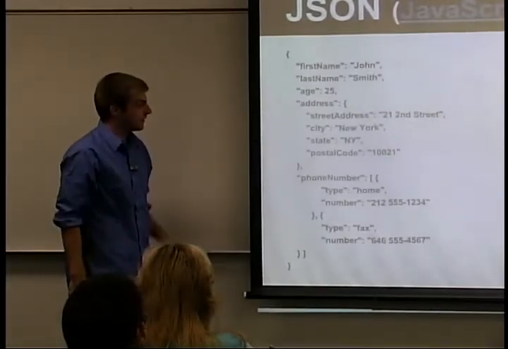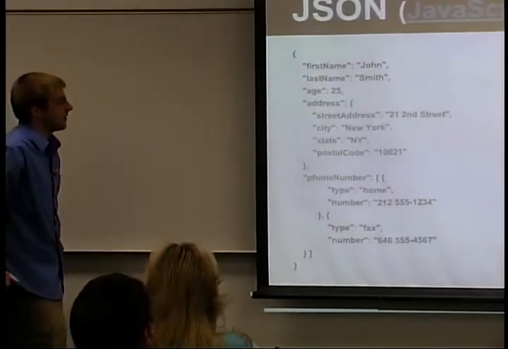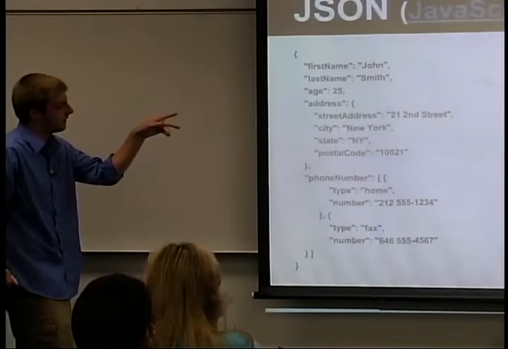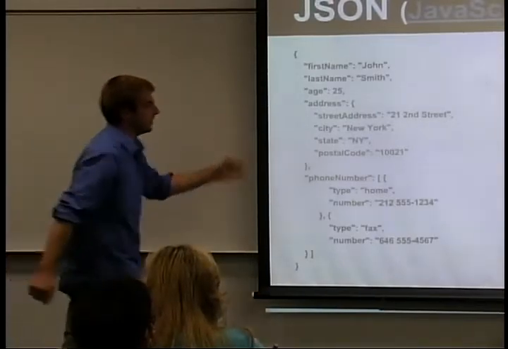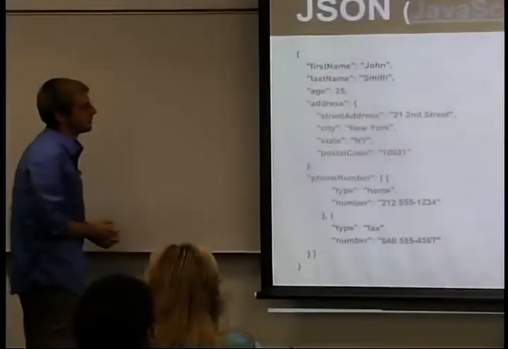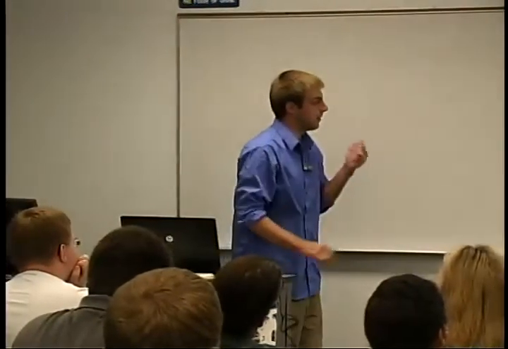It was inspired by JavaScript's object literal syntax, but it's not exactly the same. There are some types that are native to JavaScript where you could do this kind of thing, like for example, putting a function here. That's not valid in JSON as an interchange format. And it doesn't quite make sense to do it that way anyway.